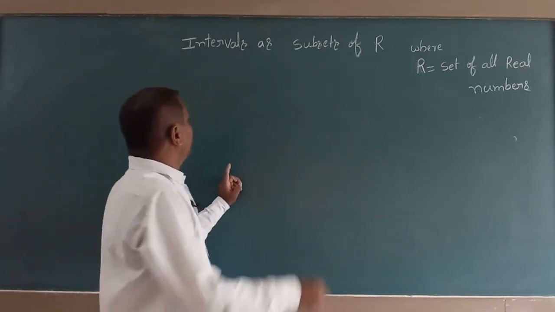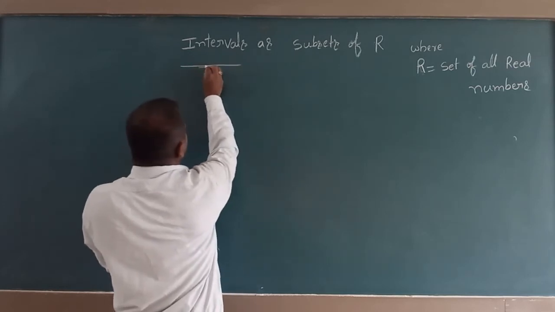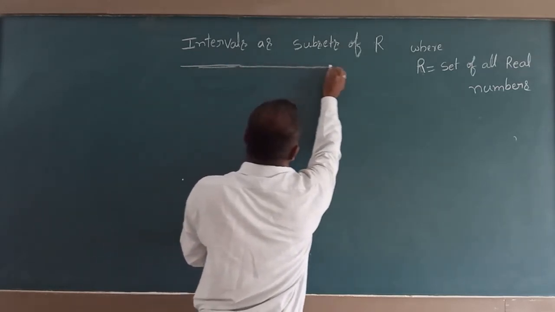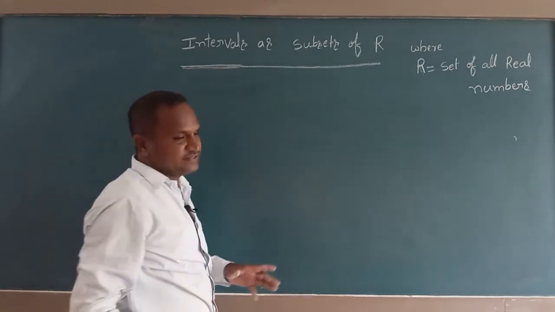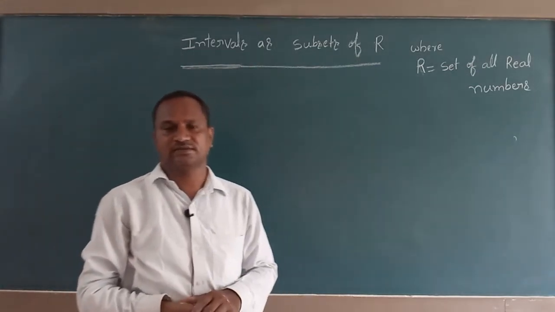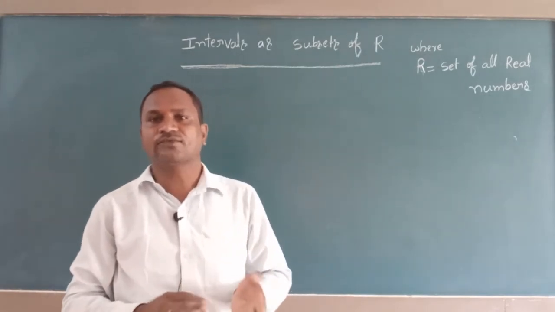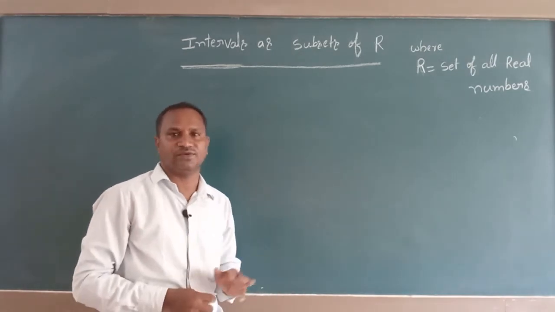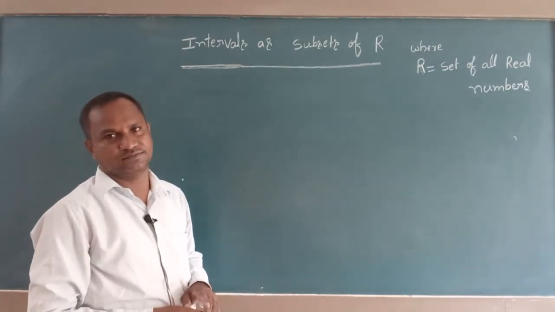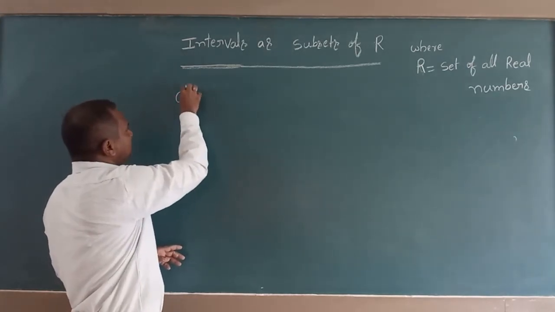Here, in case of intervals as subsets of R, we'll see different types of intervals: closed interval, open interval, half closed or half open. First, closed interval, how we are representing closed intervals here.